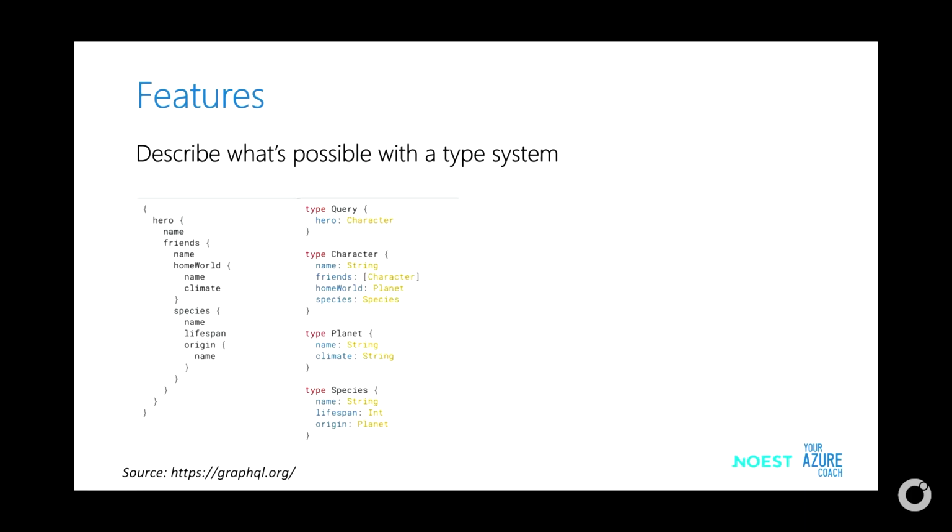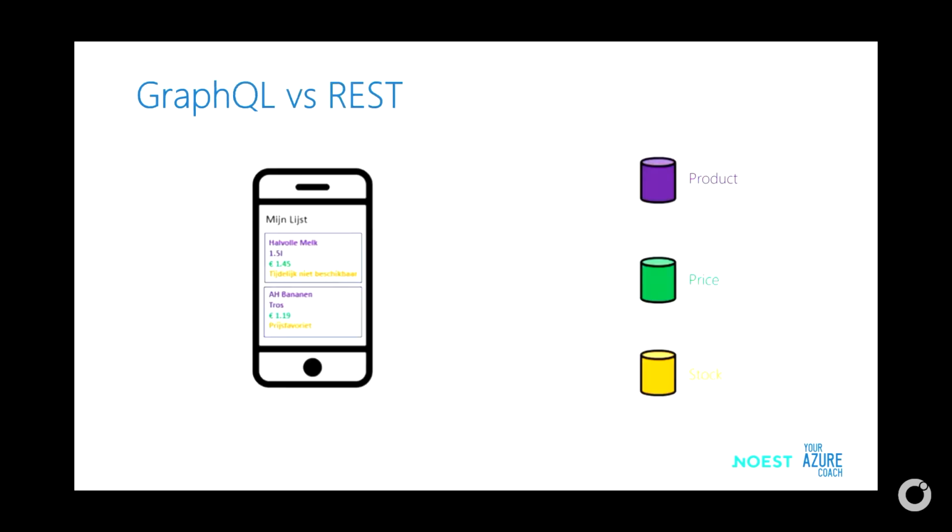Another one, there's a whole type system behind it. So everything is strongly typed, which means that you can generate client software easily with IntelliSense and these kinds of things. I think there are also other big features, but these are the official features on the GraphQL website. You will see some nice goodies later this session.